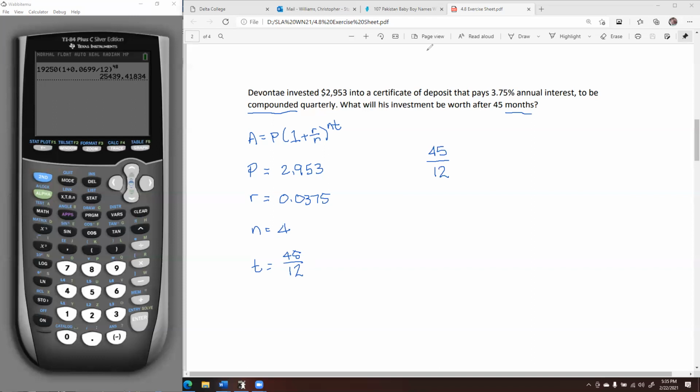All right. So now, go ahead and enter it into your calculator and pause the video while you do that. And then I'll show you what it looks like in my calculator window over here. So go ahead and pause the video and enter all this into your calculator.